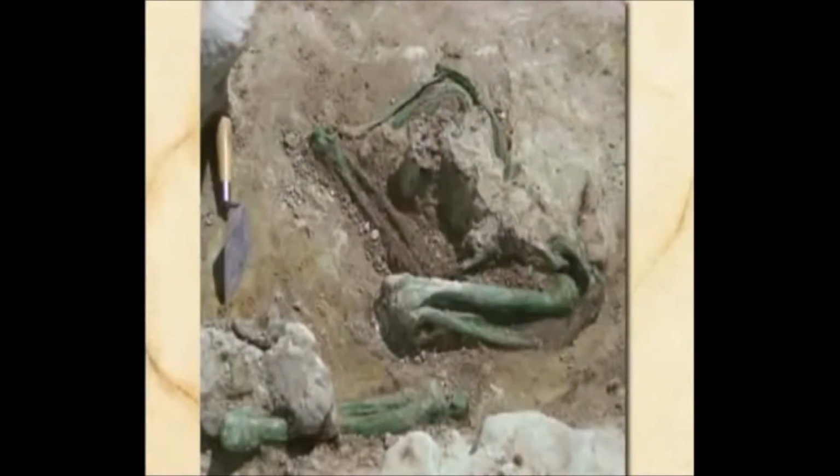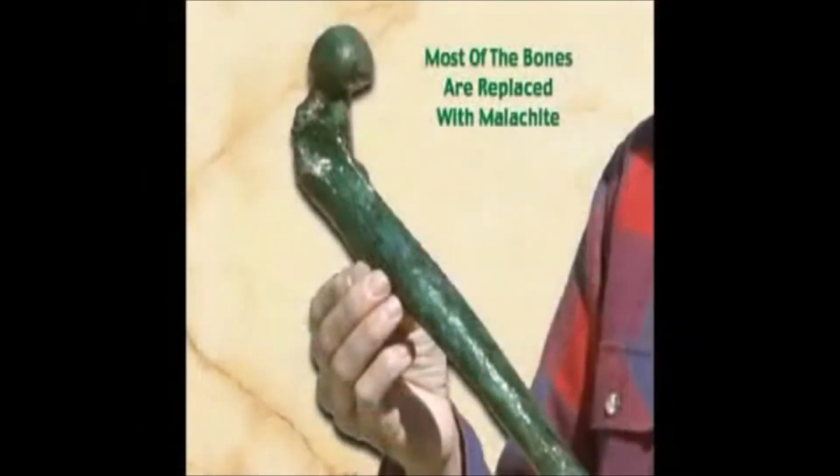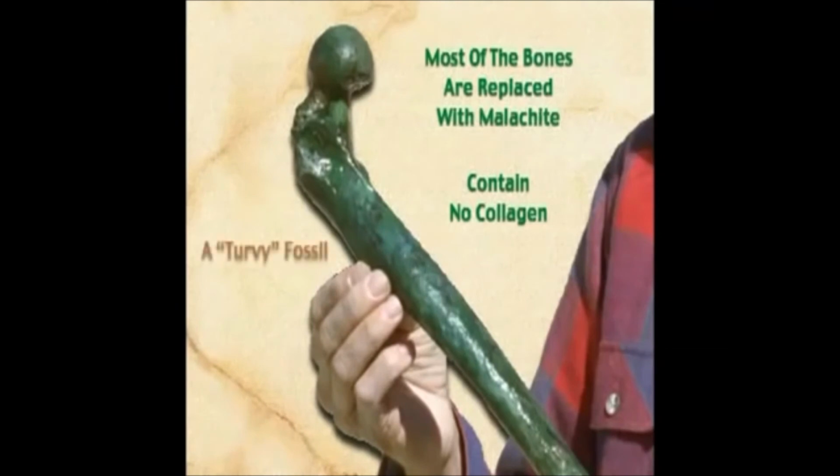Some of these look like they go together. They really don't. They're just piled together. This is one that had been out of the rock for about 5 minutes when we washed it off with a canteen and held it up for the picture. It's replaced with malachite, which obviously shows it's not a recent burial. It contains no collagen. That typically takes about 1,000 years to dissipate. And so this is an excellent out-of-place fossil.